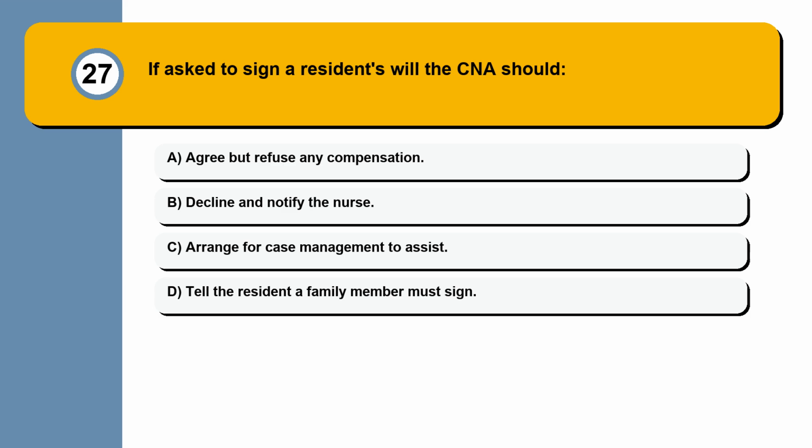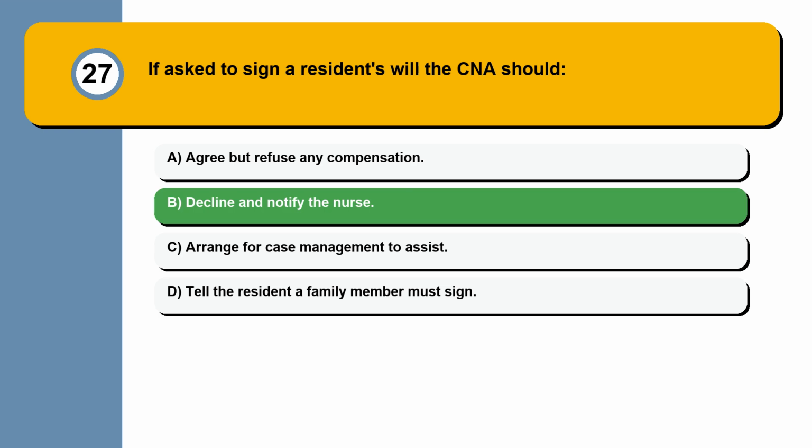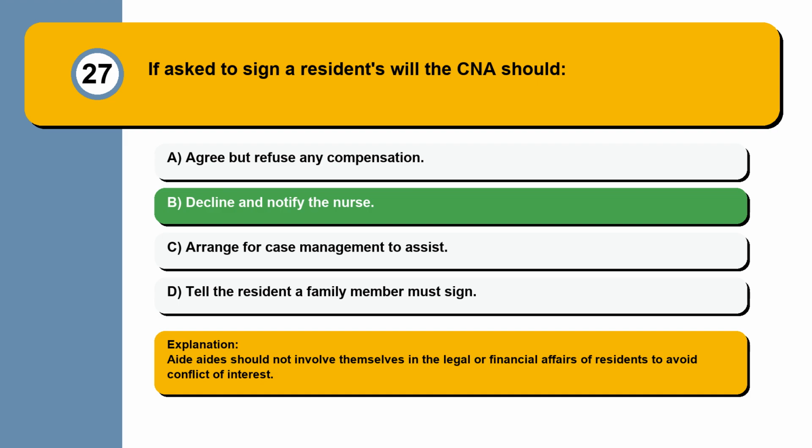Question 27. If asked to sign a residence, will the CNA should agree but refuse any compensation, decline and notify the nurse, arrange for case management to assist, tell the resident a family member must sign. Aides should not involve themselves in the legal or financial affairs of residents to avoid conflict of interest.